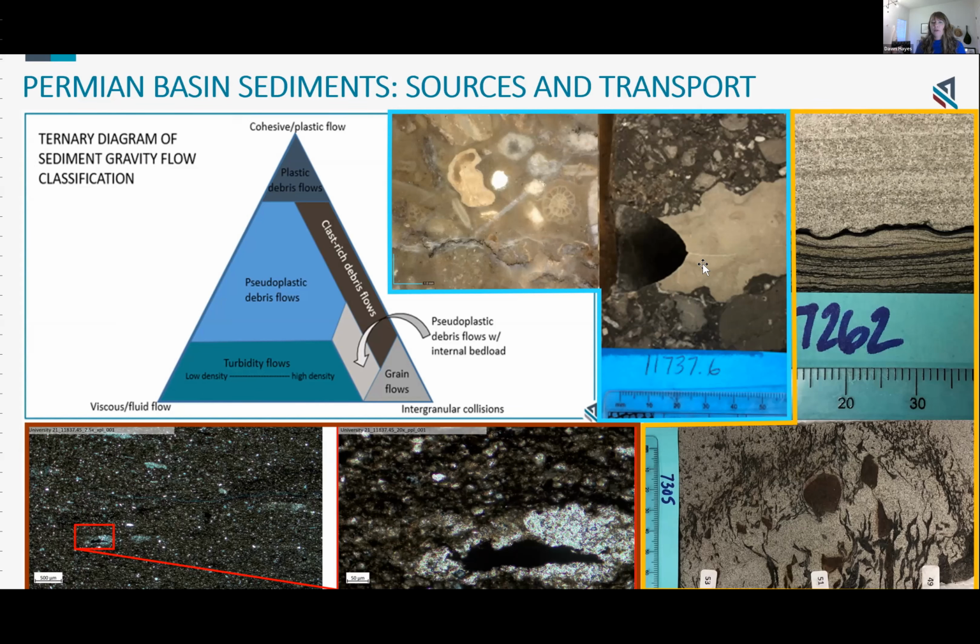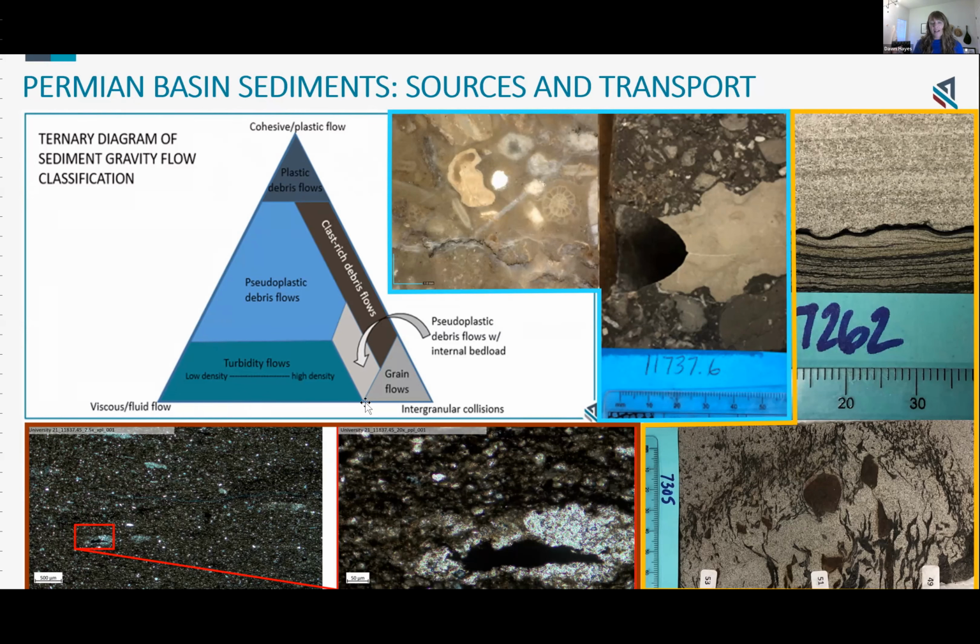These tend to be, when they're really coarse grained like this, a more cohesive or plastic flow. So those form what we call debrites. They don't have a lot of fluid in them. They kind of stick together. If you can imagine a sediment that has a lot of large clasts in it, but it's relatively muddy and it stays together as it travels down slope.